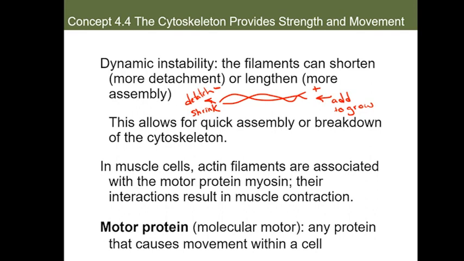In muscle cells, actin filaments are associated with the motor protein myosin. Their interactions result in muscle contraction. Motor protein, or the molecular motor, is any protein that causes movement within a cell. So this can cause movement, so they can grow to make a part of the cell go out, or they can shrink to let it come back in.